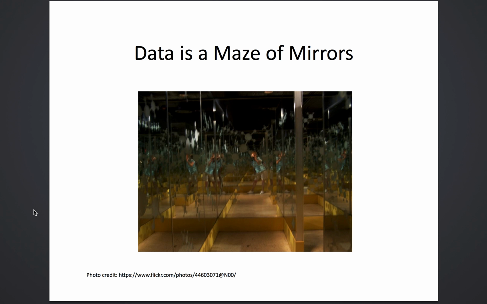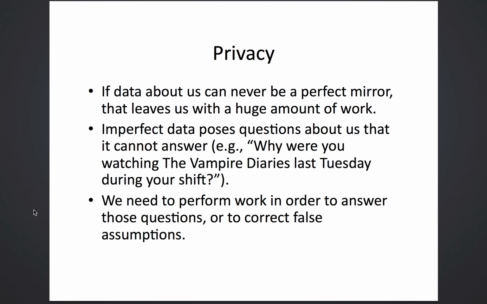Because data is an imperfect reflection, it means that we, the people about whom data is, are left with a huge amount of work. That work is created by the fact that data, in its imperfections, actually poses questions about us that it itself cannot answer. For example, why were you watching Vampire Diaries last Tuesday during your shift? That's a question posed by my Netflix data, which that Netflix data can't answer. I have to answer that question. Well, actually, it's my sister who was watching. Answering all these questions is work. We need to perform work in order to correct the picture of us that the data projects.